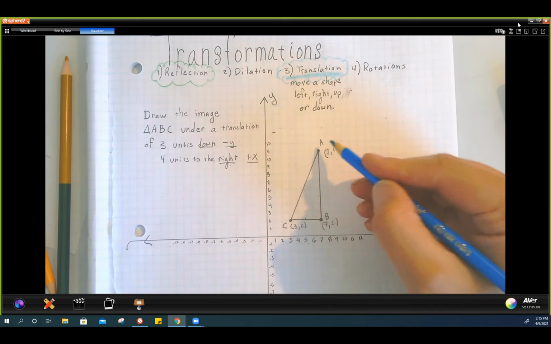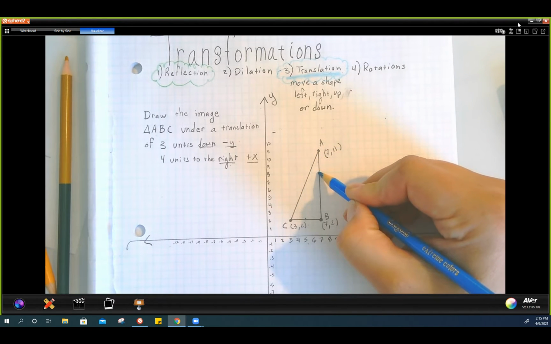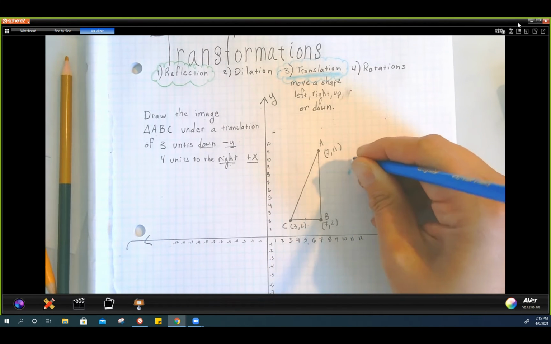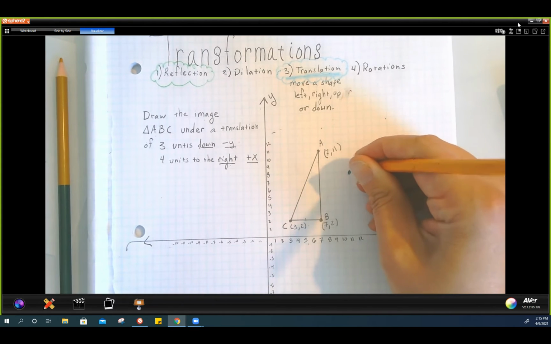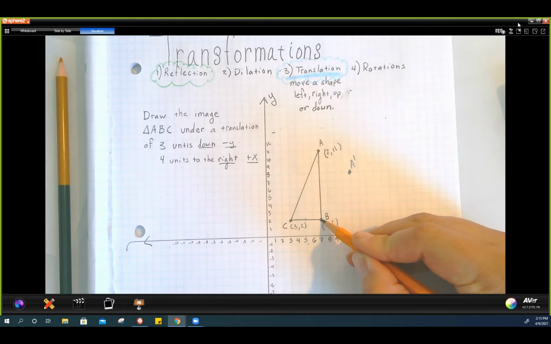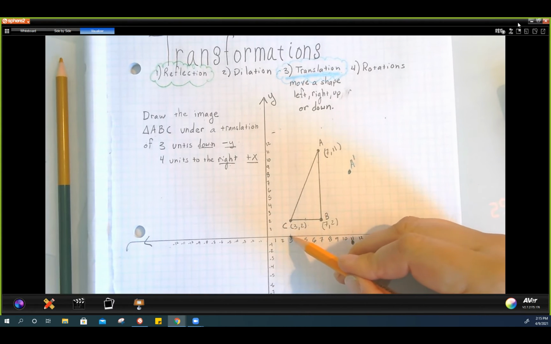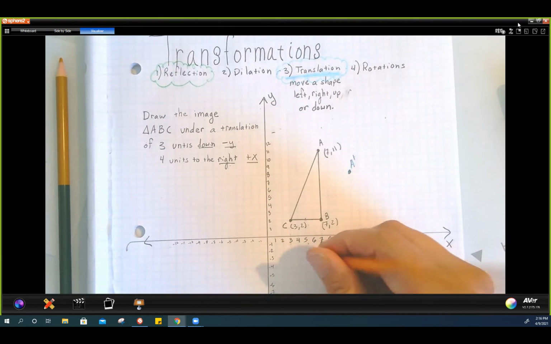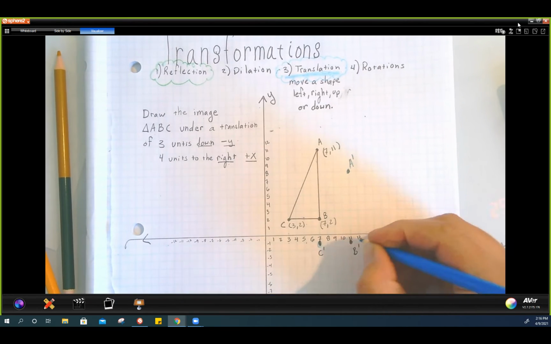Okay, so from here, for instance, A, I go down 3 units, 1, 2, 3, and to the right 4, 1, 2, 3, 4. As a reminder, this is A prime. I'll probably do it in both blue and pencil. Same thing right here. I'm going to go down 3 units, 1, 2, 3, and over 1, 2, 3, 4. Next one, 1, 2, 3, 1, 2, 3, 4. C prime, B prime, and then go ahead and connect those dots.